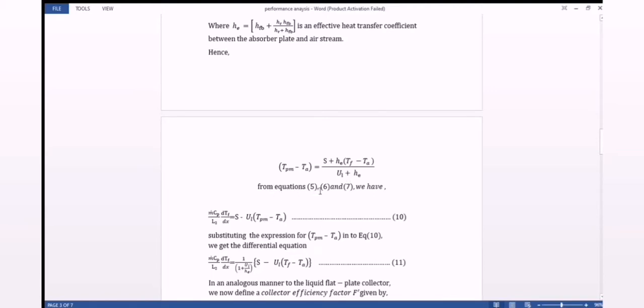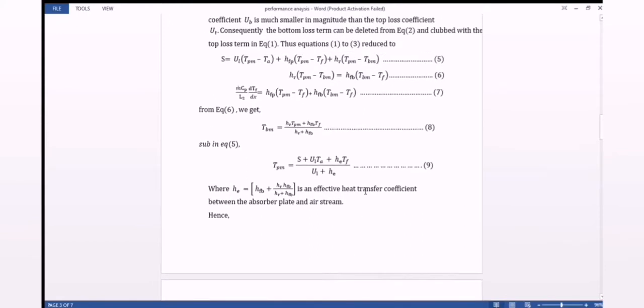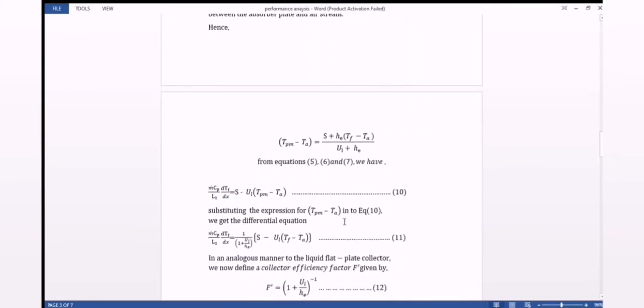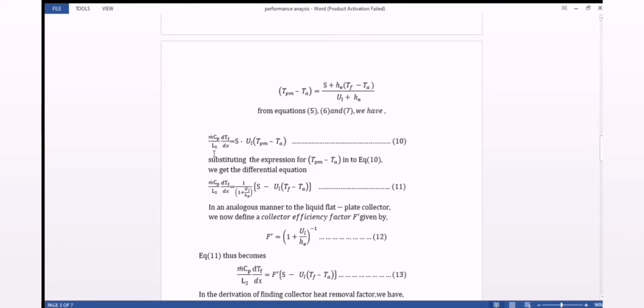Then from equations 5, 6 and 7, we have m dot Cp divided by L2 dTf divided by dx, which is equal to S minus UL into (TPM minus TA). Substituting the expression for TPM minus TA into equation 10, we get the differential equation m dot Cp divided by L2 into dTf divided by dx, which is equal to 1 divided by (1 plus UL divided by HE) into (S minus UL into (Tf minus Ta)).